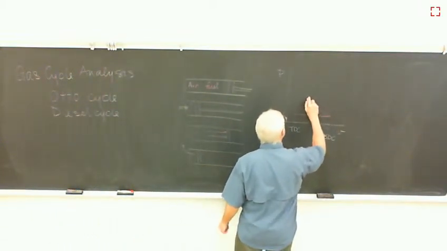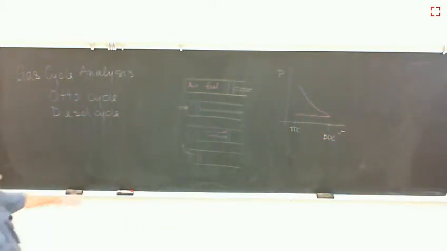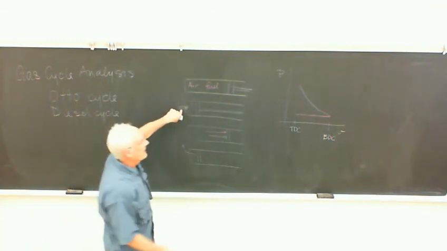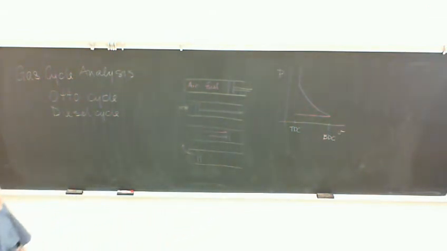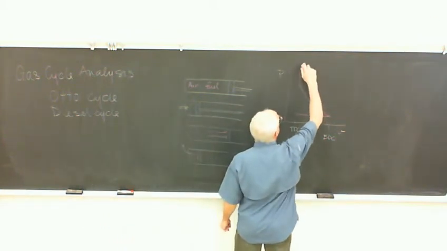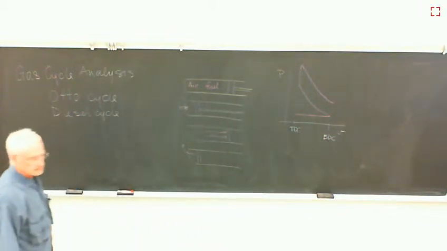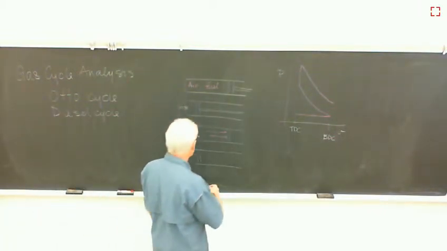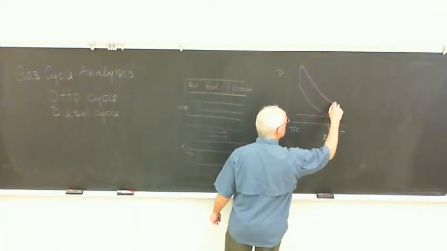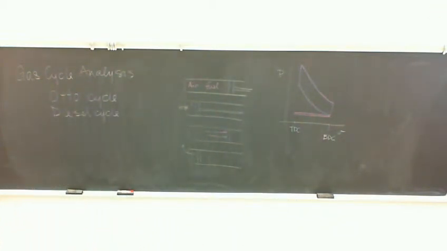Then it compresses to top dead center, which is about here. And then the combustion takes place, which is something like that. Generally, it happens so quickly that the piston doesn't have time to move yet. And of course, some of this is idealized. And then that combustion pushes the piston back down. That's the one work stroke, at which point then the gases are exhausted and then goes through the cycle again.